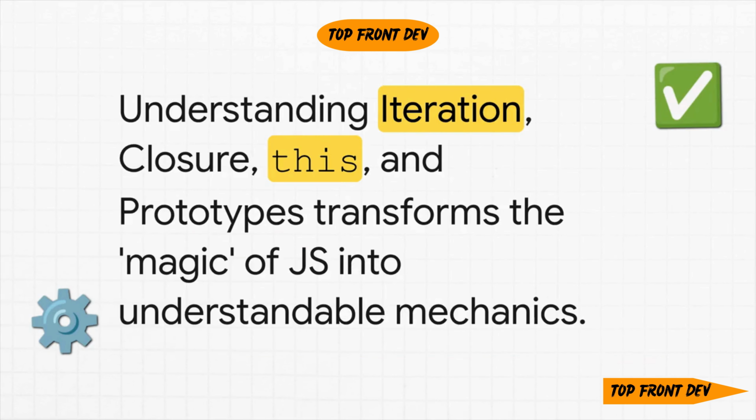So there you have it. Iteration gives us a standard way to process data. Closure gives our functions memory. The this keyword provides dynamic context based on how a function is called, and prototypes link objects together so they can share behavior. See, these aren't magic tricks at all. They're just the core, predictable mechanics of the language.